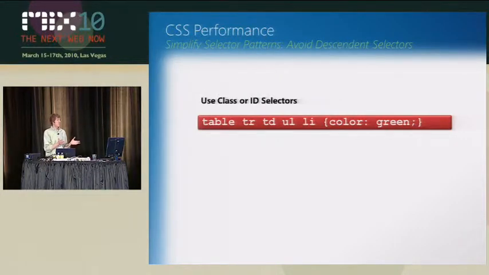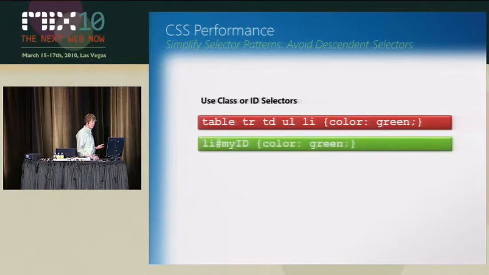Here we have a large chain of element selectors. And what the browser has to do in this scenario when it's trying to format your document is it has to look at every table. It then has to go see if that table has a table row. It then has to go look at the table cell inside that. And then an unordered list, and then a list item. And it has to map this for every table in your document.